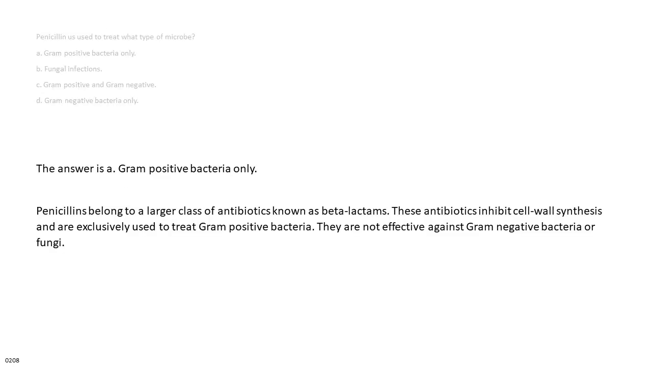The answer is A. Gram-positive bacteria only. Penicillins belong to a larger class of antibiotics known as beta-lactams. These antibiotics inhibit cell wall synthesis and are exclusively used to treat gram-positive bacteria. They are not effective against gram-negative bacteria or fungi.